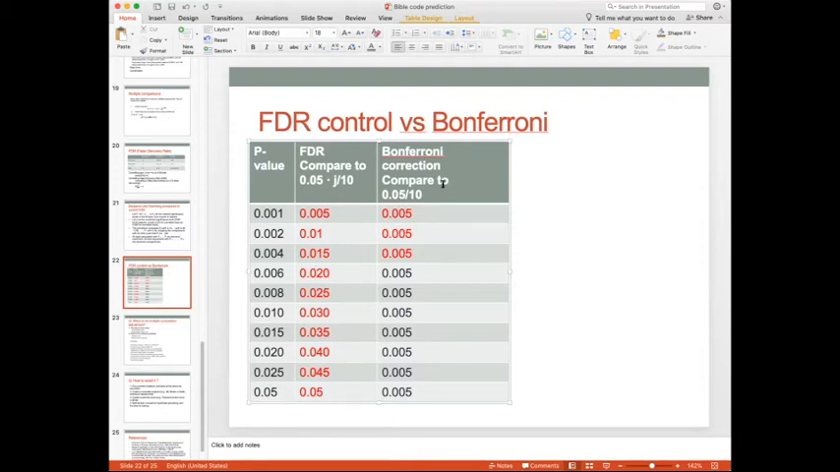The third column is for the Bonferroni correction. We compare the p-value to the alpha level of 0.05 divided by 10, because there are 10 tests, which is 0.005. Here we find 3 significant and all the others are non-significant. So the Bonferroni correction is more stringent and the FDR correction is much more relaxed.